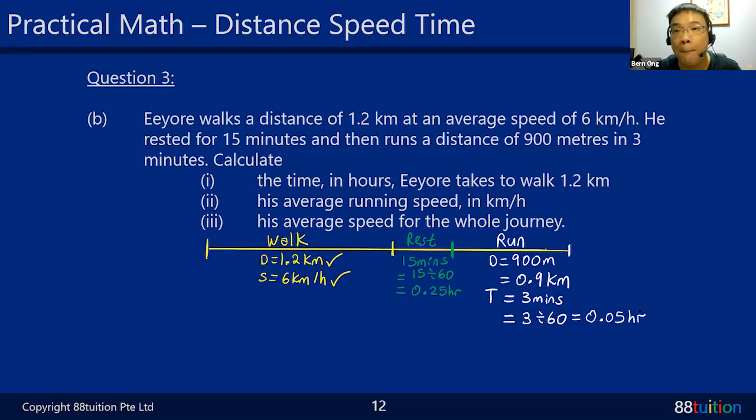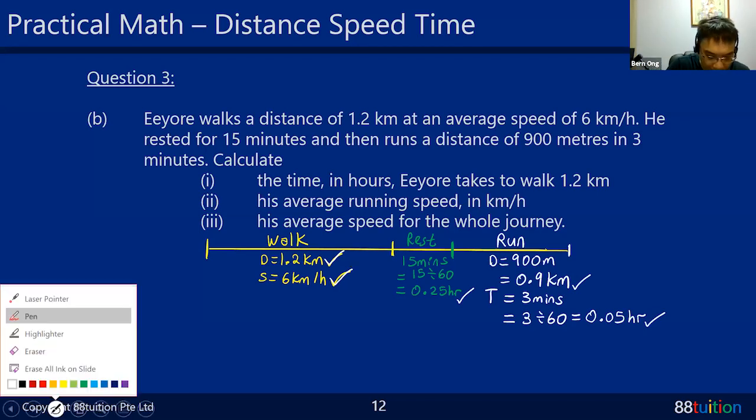So now I'm comparing everything very fairly. I got hour, I got hour. I got kilometer, I got kilometer, I got kilometer per hour. Wow, very safe. I like it. Very safe already. So I know my story. So now I need to execute to get to the answer.